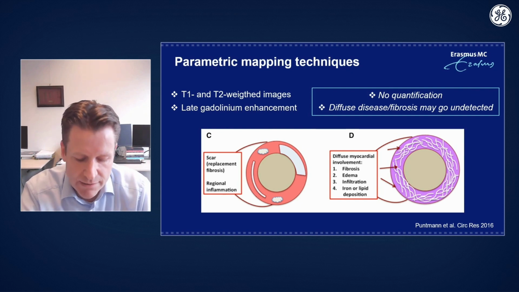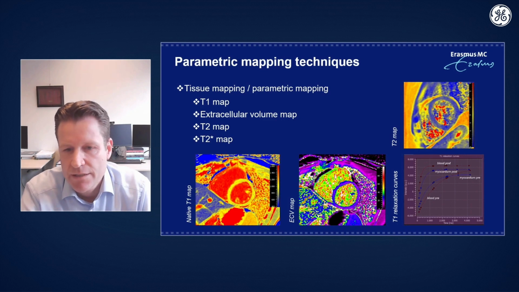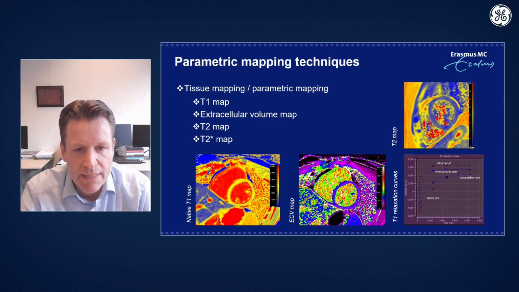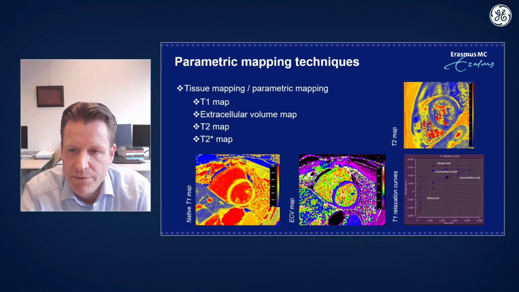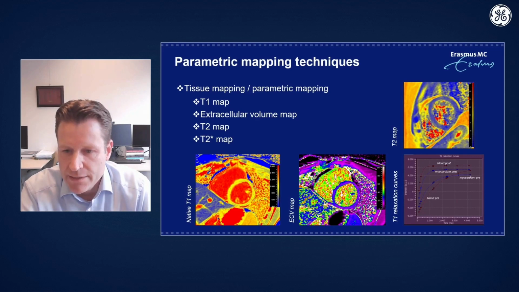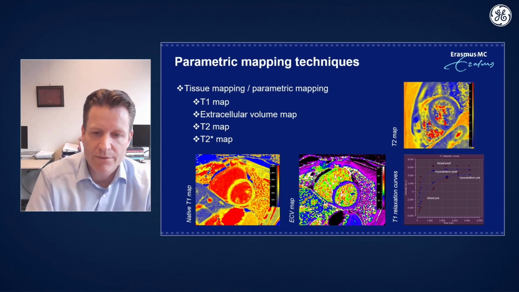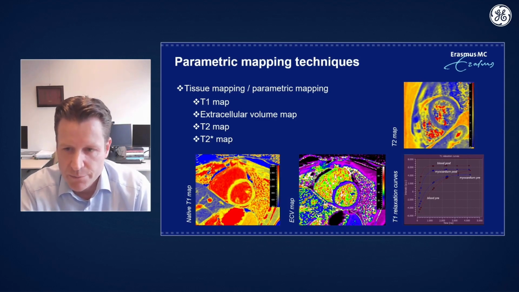So over the past decades, a lot of research has been done on parametric mapping techniques. Here are some examples of tissue mapping. On the left, you see the native T1 map. You see the extracellular volume map. On the upper right panel, the T2 map. You can also do, of course, T2 star and map that. On the right panel below, you see the T1 relaxation curves. So for every tissue or pixel, you can plot the relaxation curves. You can do that pre and post contrast, and then you can also calculate the extracellular volume map.